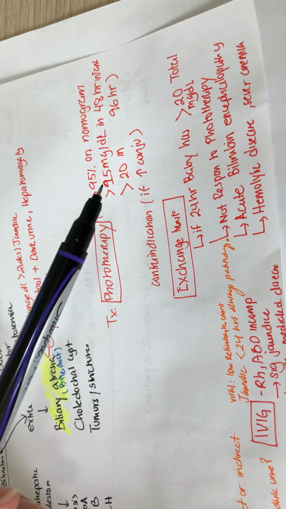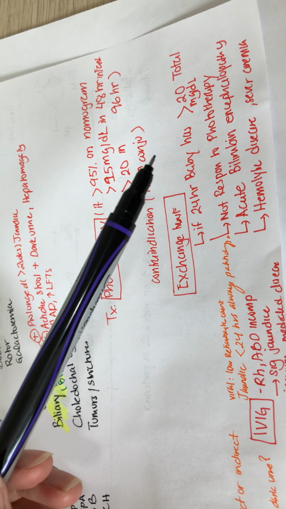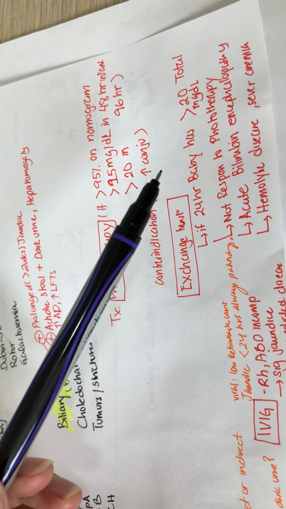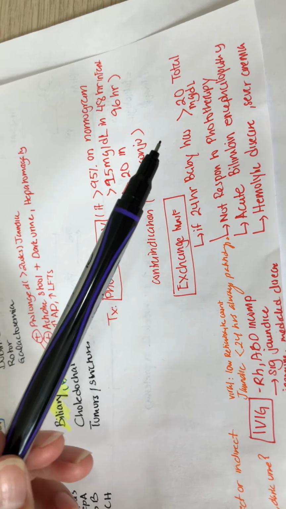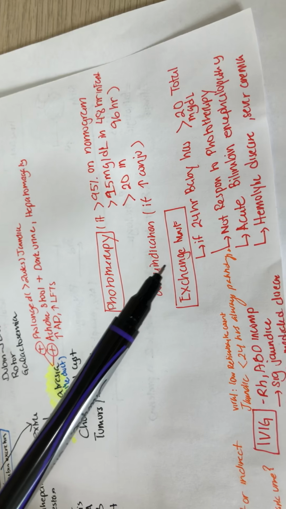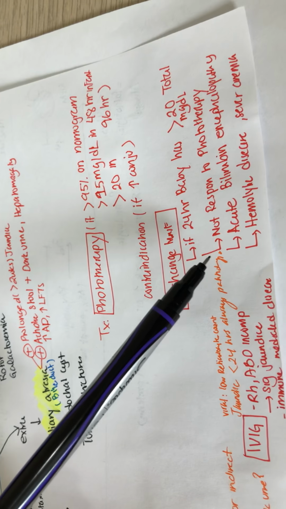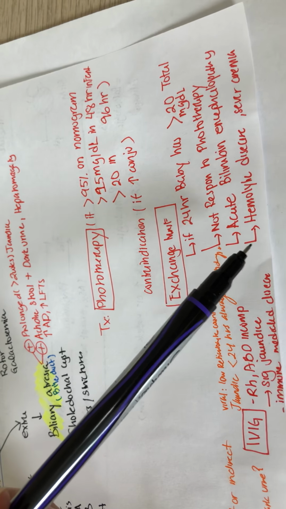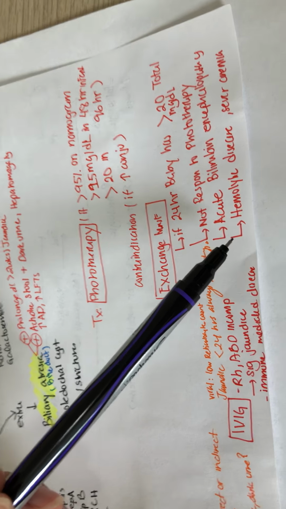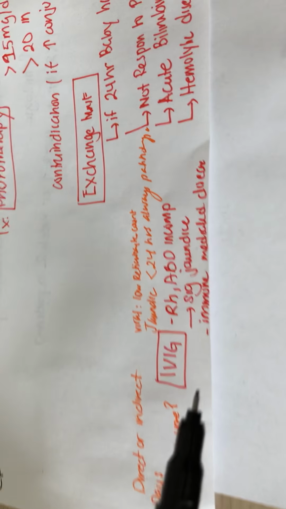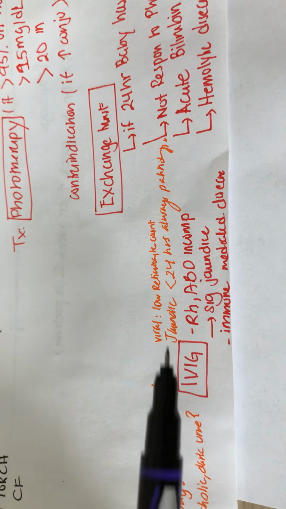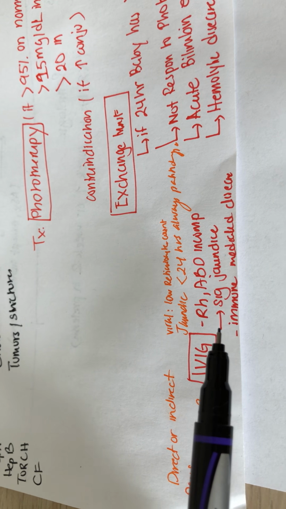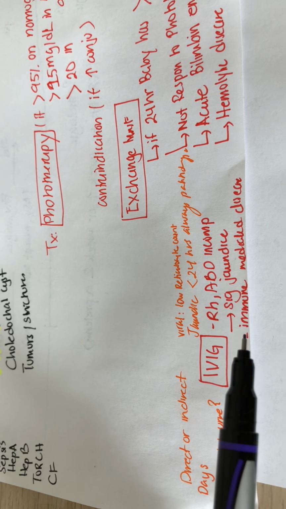You do an exchange transfusion if the level is really high. Instead of 15 in 48, basically this is 7.5 in 24 hours. If the baby has more than 20 in 24 hours, you do an exchange transfusion. Or anytime it's not responsive to phototherapy, anytime you have CNS symptoms, anytime you have severe anemia or hemolytic disease. The next step is giving IVIG. IVIG is the choice for blood problems causing significant jaundice or immune-mediated diseases.